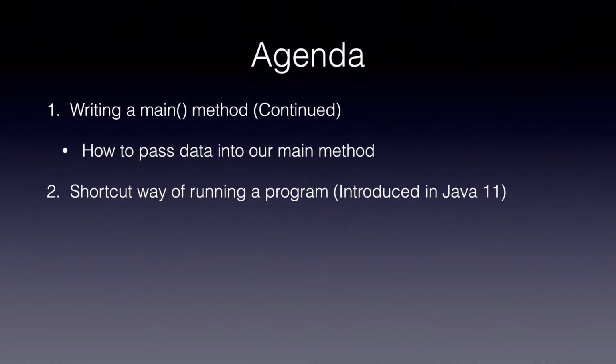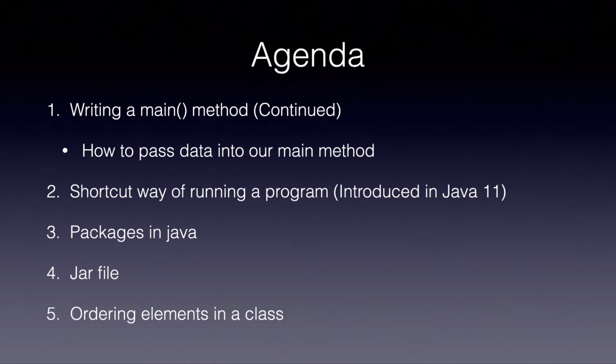We will look into the packages in Java and how to use them and how to create them. We will look into the jar files, like what a jar file is, how to create it, and why we need to create jar files. And finally, we will look into the structure of a typical Java class, and there is some sequencing that we need to follow. We will look into what sequencing that is. Java is not very strict, but there are some rules that we need to remember when we write a Java program.